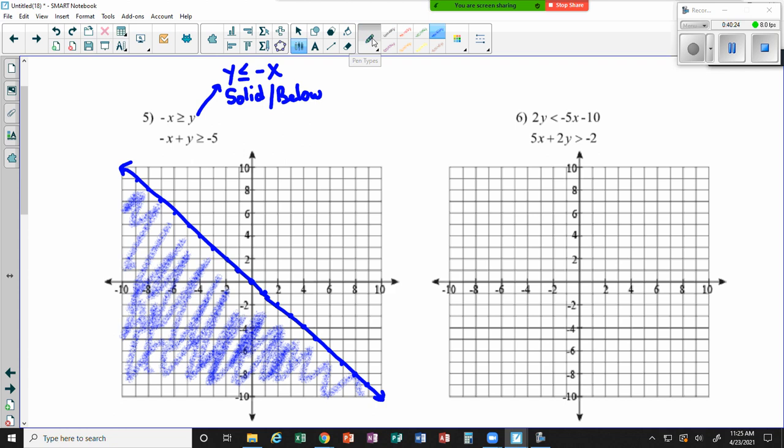Alright, next one. I gotta do something before I can start graphing this. What do I gotta do first? Okay, it's negative x, so to get rid of negative x, I'm gonna add x. Y is greater than or equal to x, positive x minus 5.